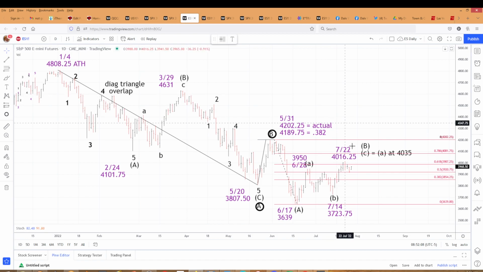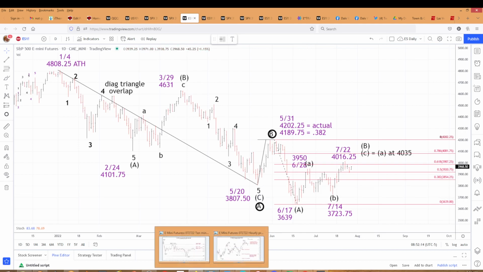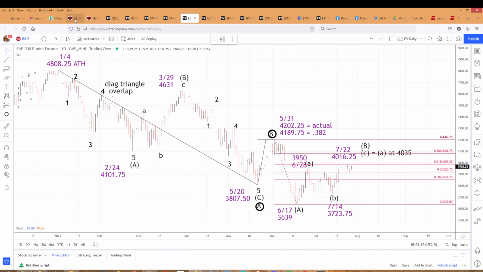So we're at a critical point here. This B wave up is complete or nearly so. Should give way to wave C down. Let me show you guys. Oh, I wanted to show you guys too. Give me just a second here.